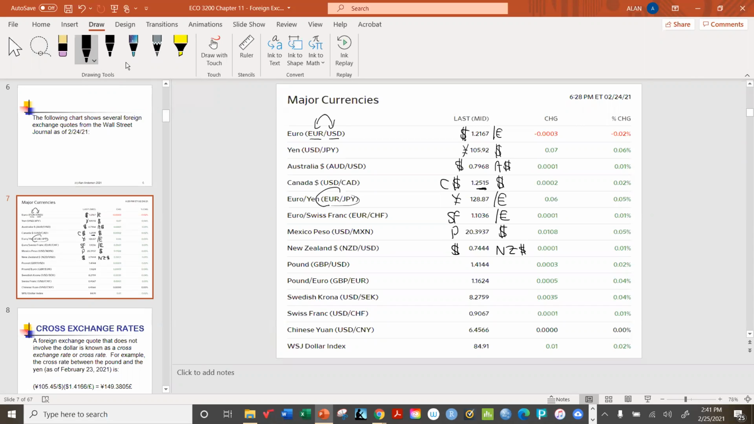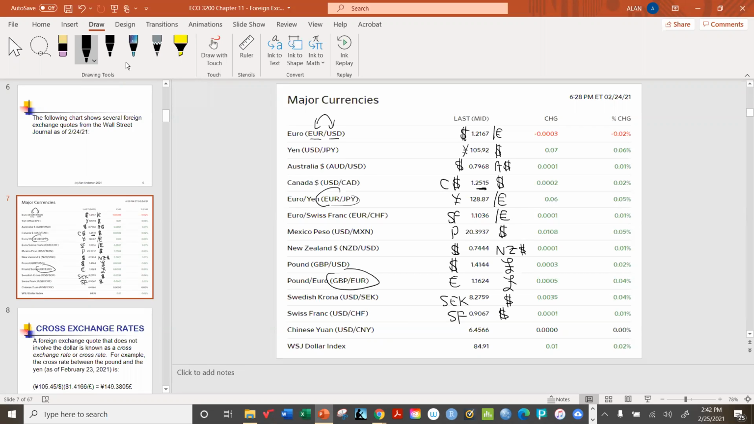This is the one we saw earlier. This is dollars per British pound. Now here's another case where there's no dollar involved. It takes about 1.16 euros to buy a pound. SEK, that's the Swedish kroner. Swiss franc per dollar, wait a minute. Oh, that was euros. Okay, Swiss franc per dollar. It takes slightly less than 1 Swiss franc to buy a US dollar.